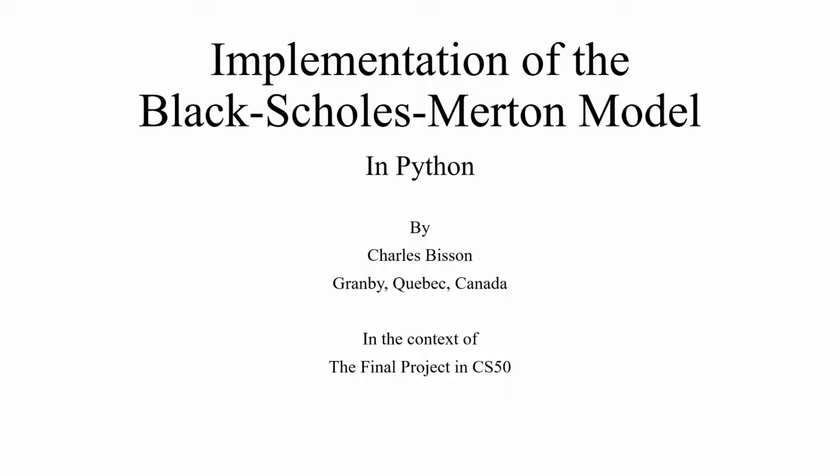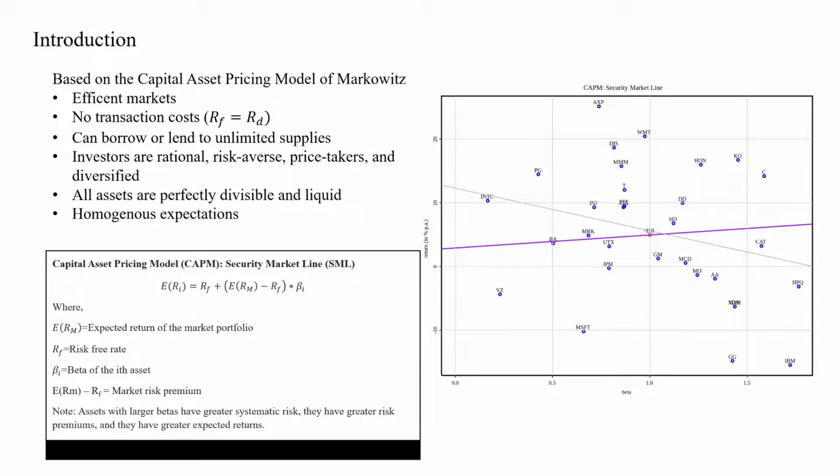So the whole goal of Black and Scholes is to calculate the prices of options. The Black and Scholes model is based on the CAPM model of Markowitz. It's simply a linear regression between the expected return of an asset and its systematic risk, which means it is the risk of an entire market.